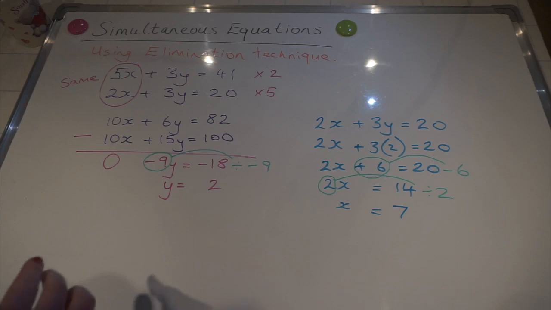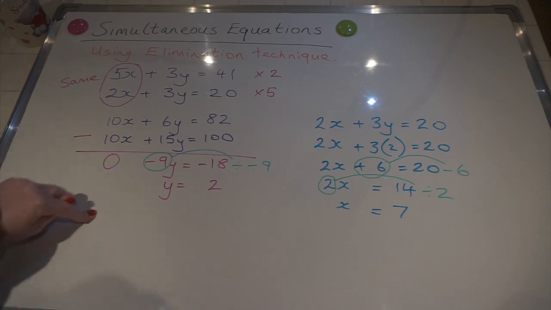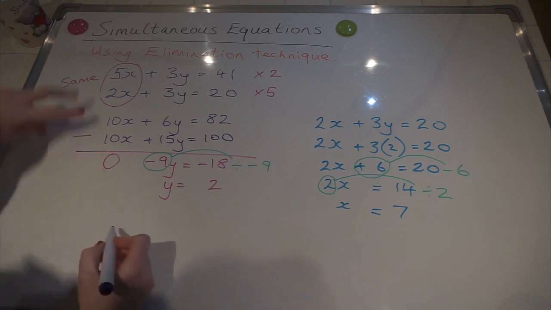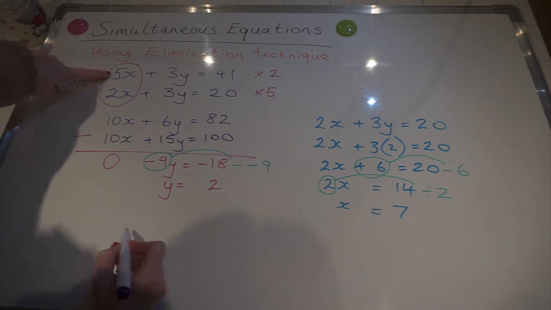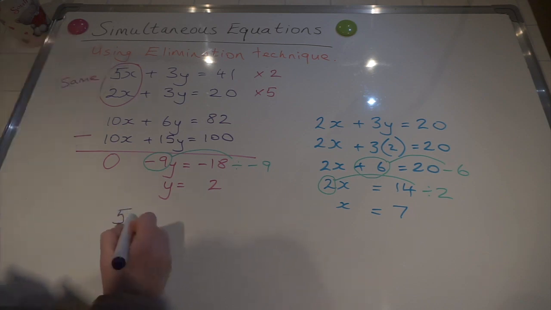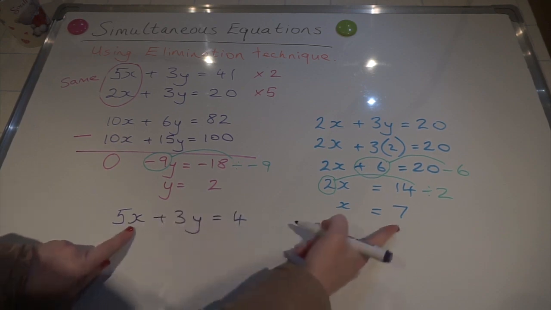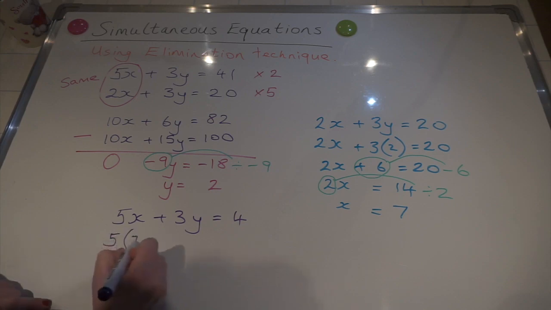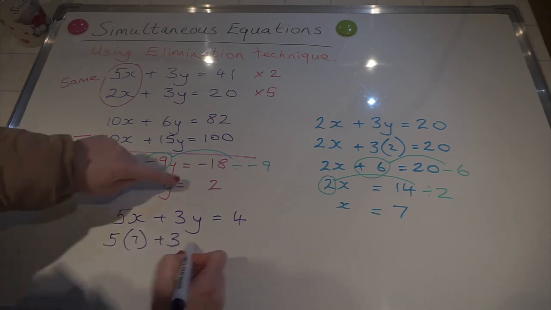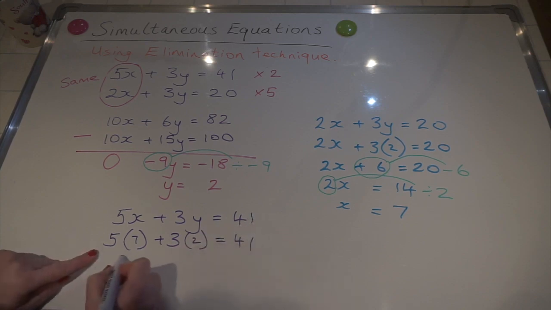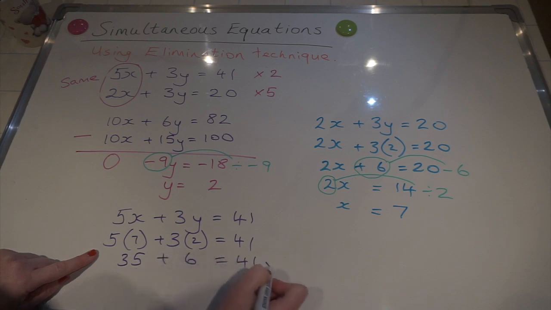If you have time, you may as well do a wee check. This check's not essential for your assessment, for your coursework, but it's a check nonetheless. It'll make sure that the answers you've got are right. I'll use the top equation because I haven't used that in the substitution part. Basically 5x plus 3y is equal to 41. If x is equal to 7, then 5 7's plus 3 2's, as we said y was equal to 2. 5 7's are 35, 3 2's are 6, and 35 and 6 gives you 41. So then you know you're all right there.